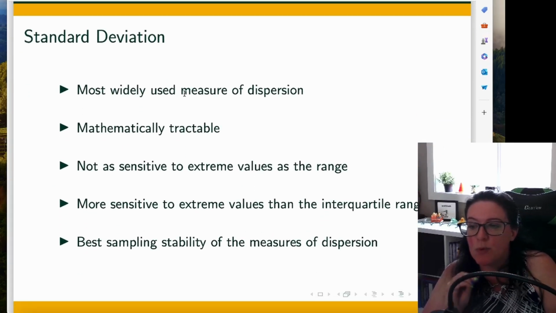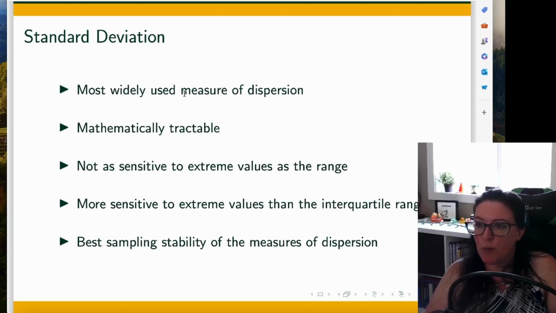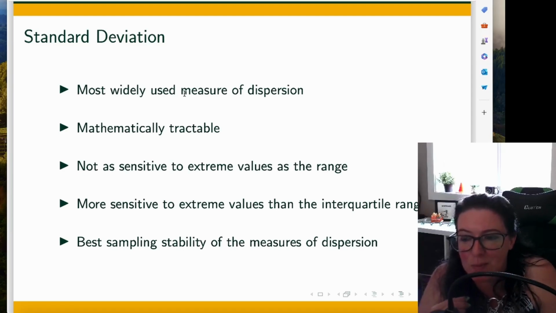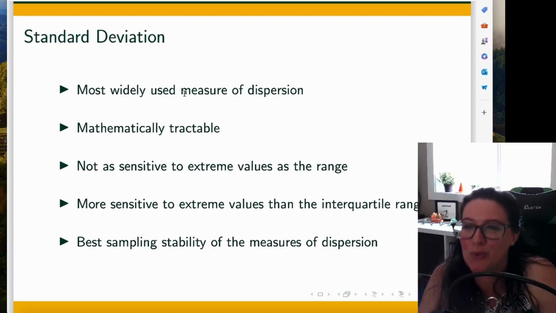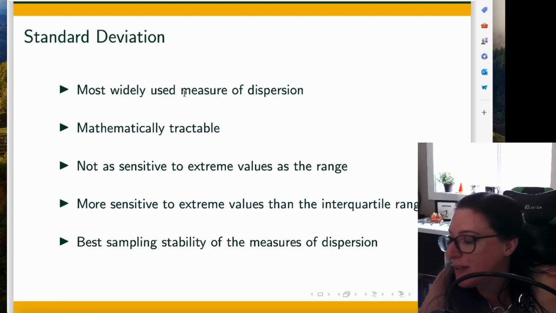Standard deviation is the most widely used measure of dispersion. We like it because it's mathematically tractable. When we do other formulas, like for our hypothesis testing, we'll use standard deviation in our calculation.